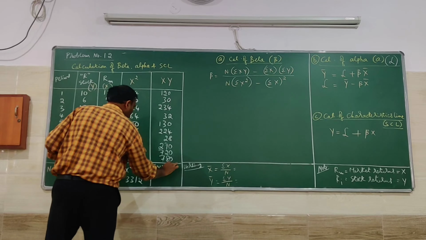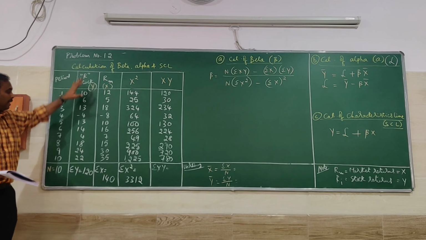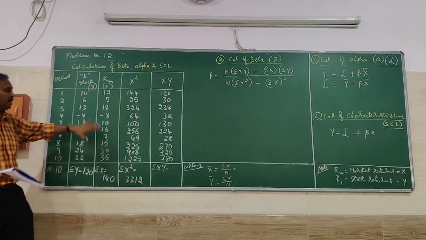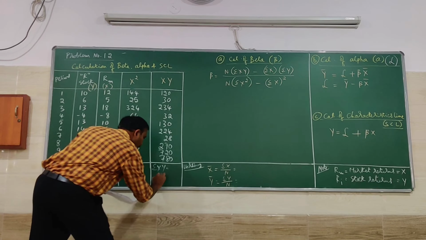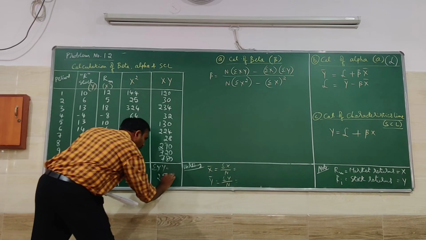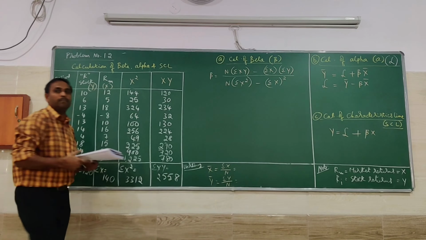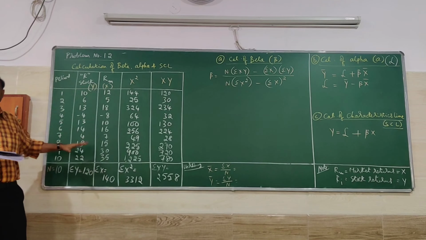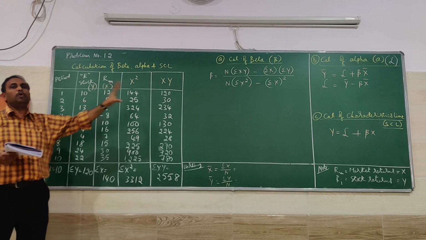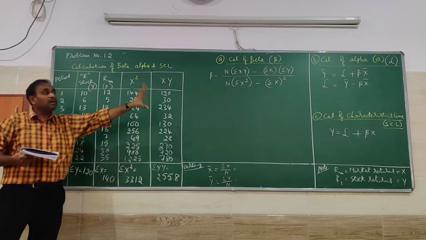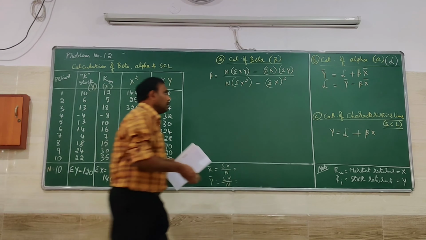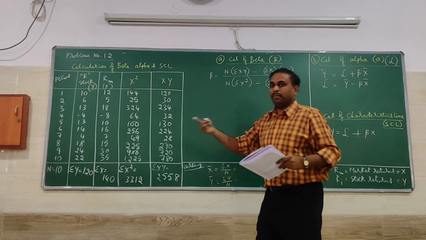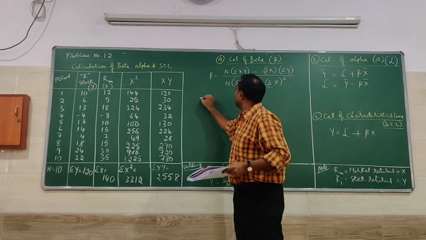Then go for the final total. After multiplying all the values between X and Y, total the column, summation XY, 2558. So this is to be checked and verified before you proceed for calculation, that is substitution and further simplification. If you don't check, your answer may go wrong, so you have to be careful.